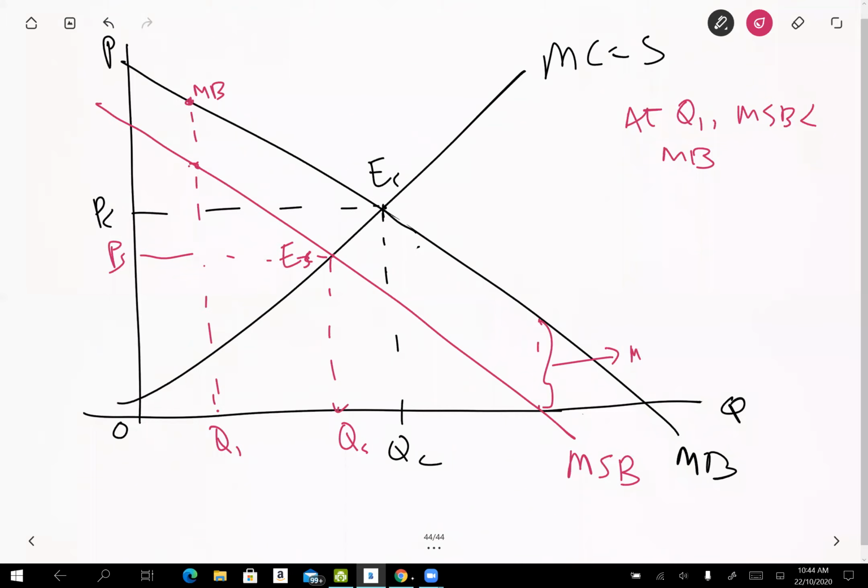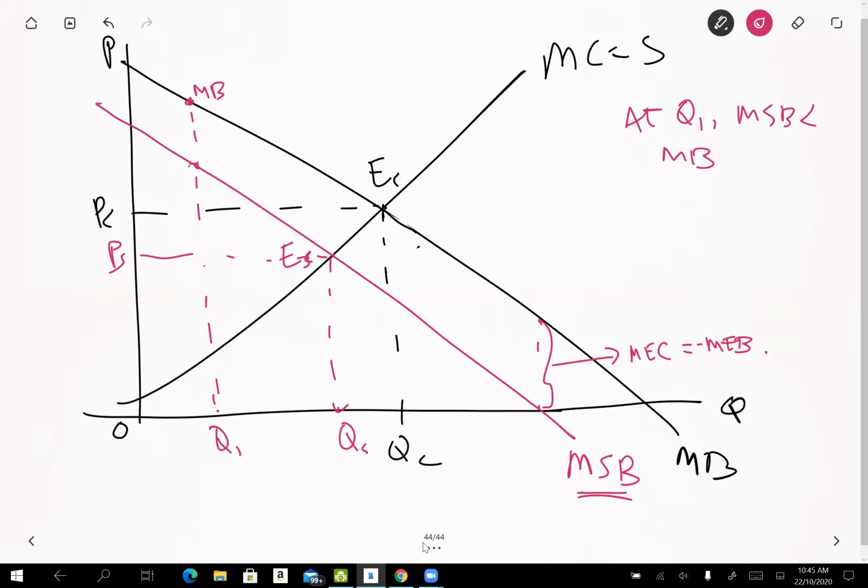The marginal external cost, or the negative of marginal external benefit. So you have to subtract. If the marginal external benefit is negative, that means due to the negative effect, you have to subtract, so that the marginal social benefit will be lower than the marginal benefit. Okay, any question about this?